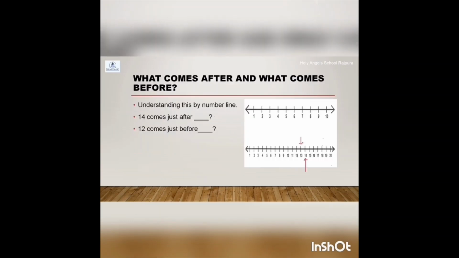What comes after and what comes before? This I will explain you by number line. See here above is given one number line and 1 to 10 numbers are there. So our question is 14 comes just after. So we have to tell that 14 will come after which number. See here in the number line. So 14 will come after 13.